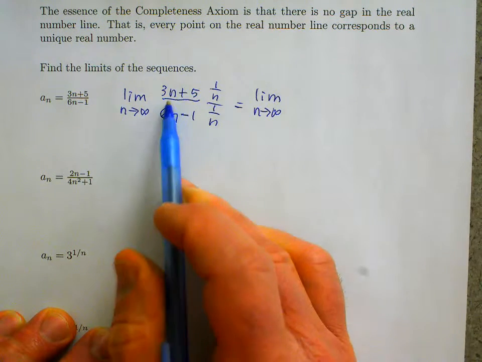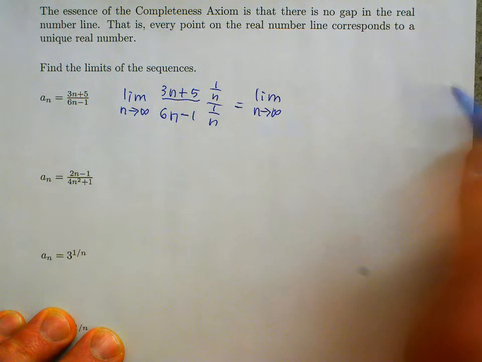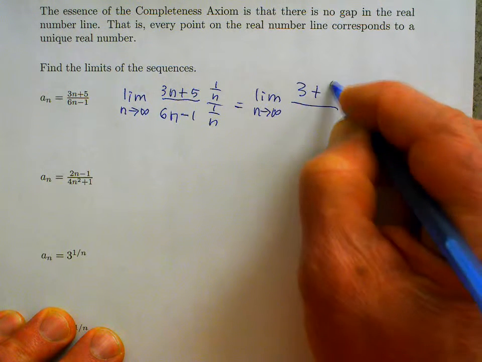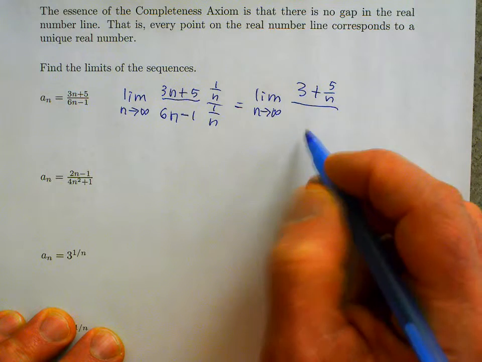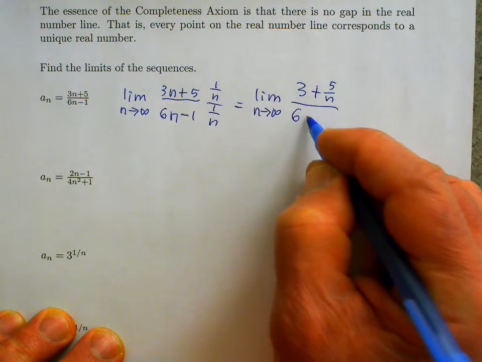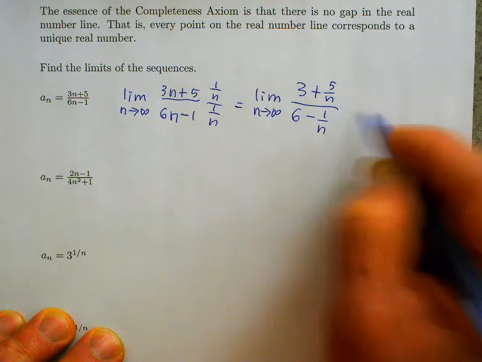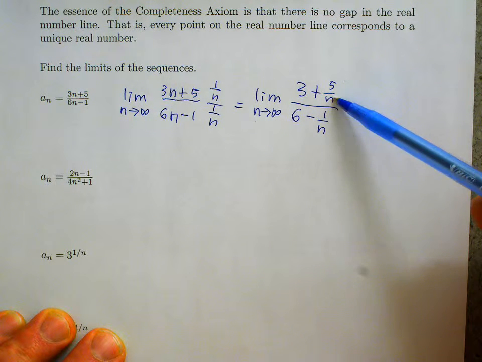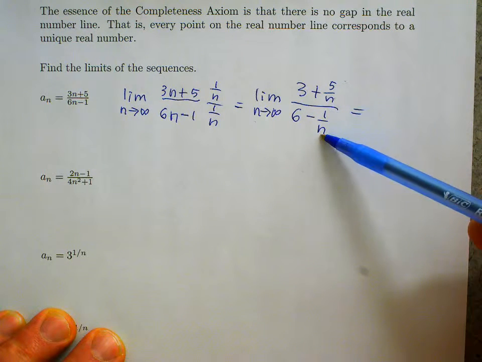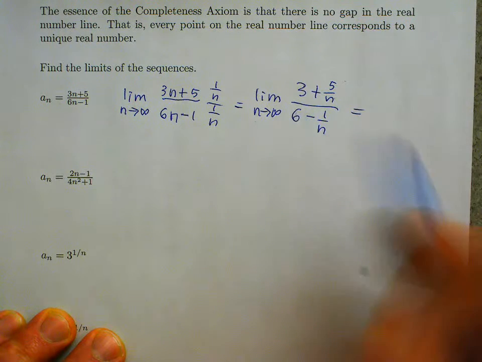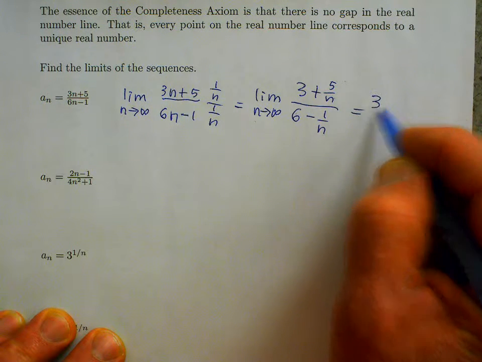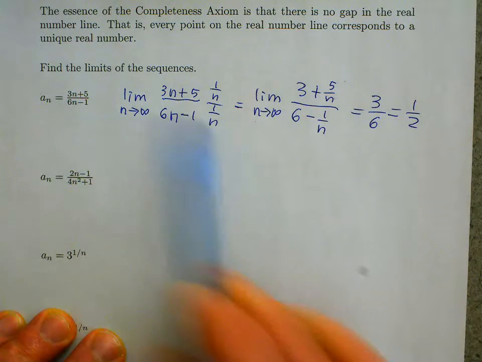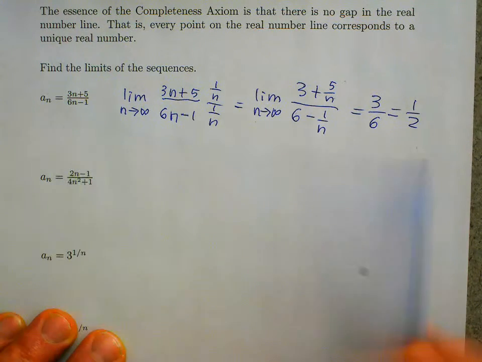So when I multiply the numerator by 1, I get 3n times 1 over n is 3 plus 5 over n. And in the denominator, I get 6 minus 1 over n. And as n goes to infinity, 5 over n goes to 0, and 1 over n goes to 0. And the numbers that are unaffected by n are 3 divided by 6, or 1/2. So the limit of that sequence equals 1/2.